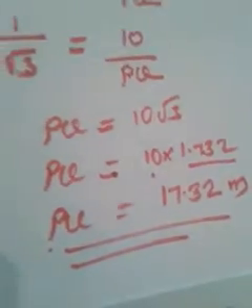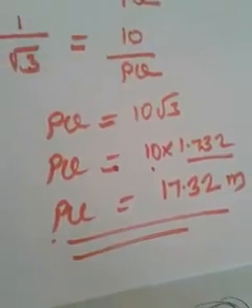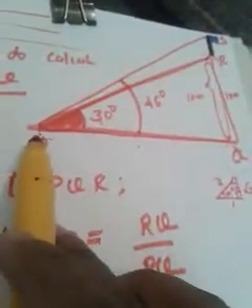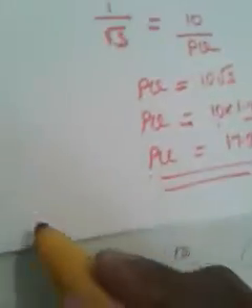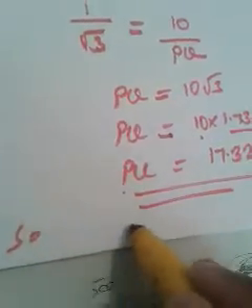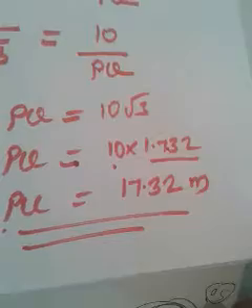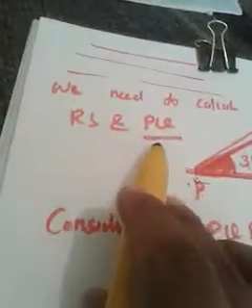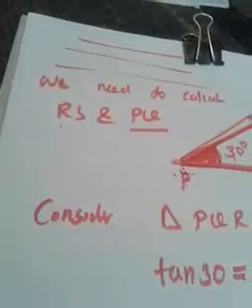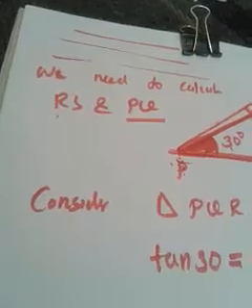So what does this PQ represent? PQ is the distance between the point P and the building, isn't it? So we can write in words: the distance between the building and the point P is 17.32 meter. So we got the answer for PQ, and we need RS. We are going to calculate that.